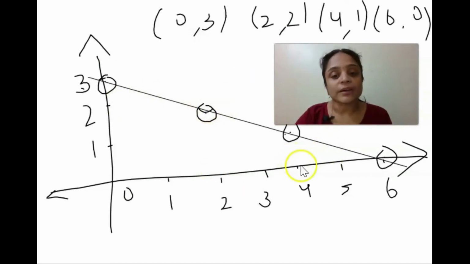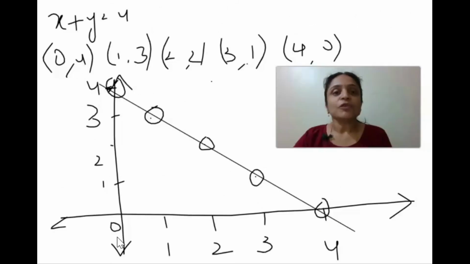Then 4, 1. X coordinate 4, y coordinate 1. This is the point. And 6, 0. X coordinate 6 and y coordinate 0. So this is the point. And when you connect this, you will get a line. And this is the graphical representation of the solution of this linear equation, x plus 2y equal to 6.